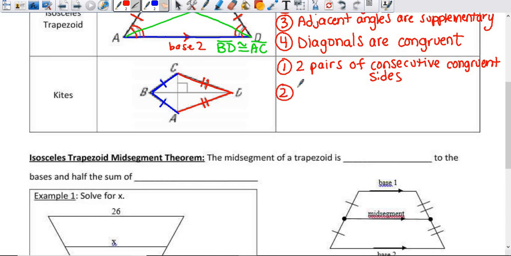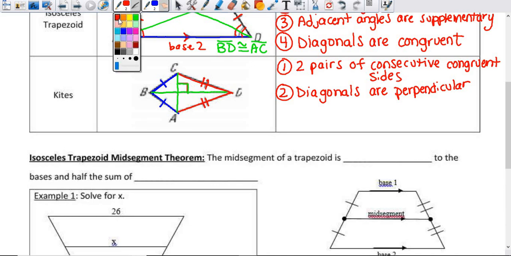Property number 2 is that diagonals are perpendicular. Okay, so that is already marked on our picture. We see that the diagonals that they drew, I'll draw those in green again, met at this right angle. That is similar to a rhombus. I like to think these diamond-shaped figures always have diagonals perpendicular.